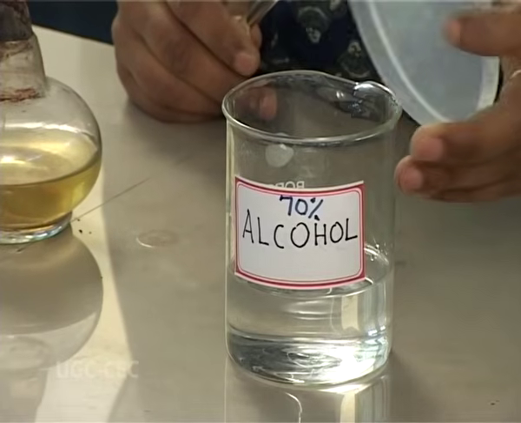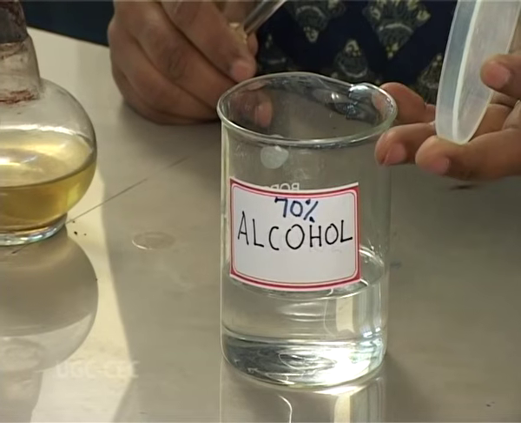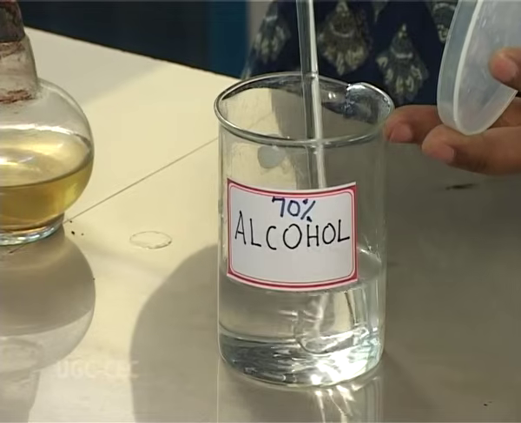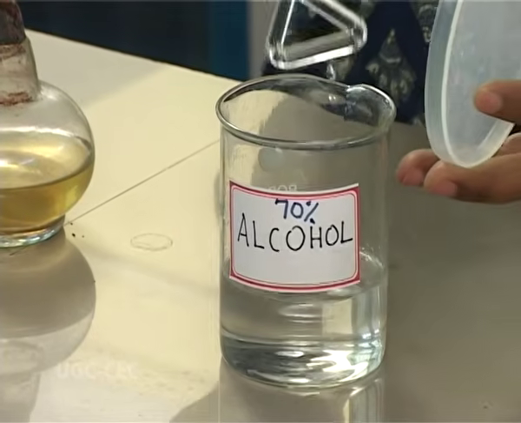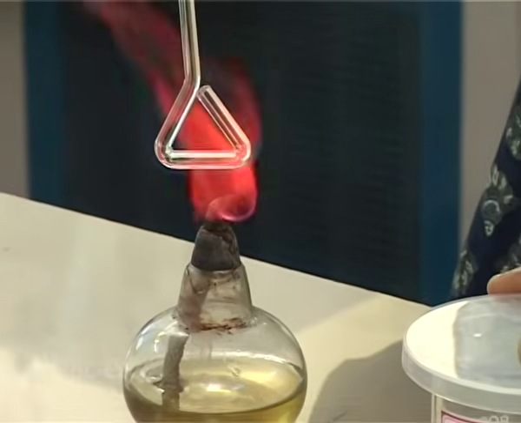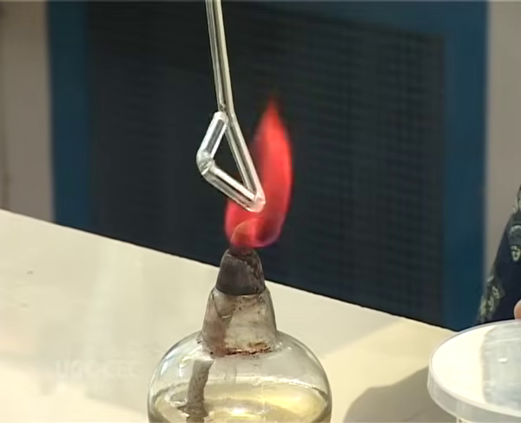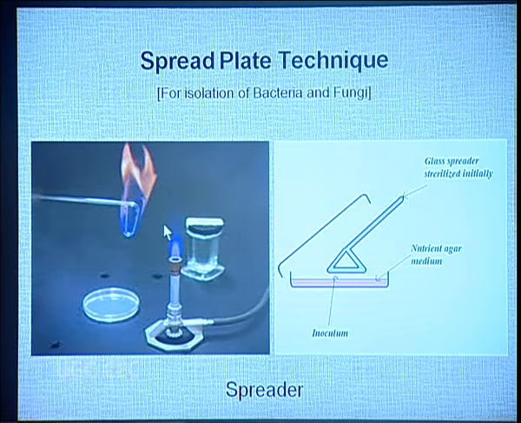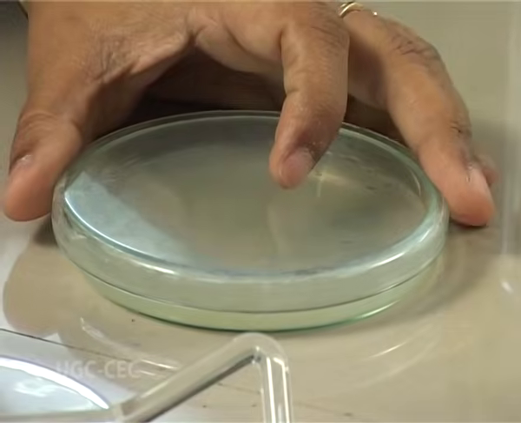We first take a beaker or a Coplin jar which is full of alcohol. Dip this spreader inside the container having 70% alcohol and then burn it over the flame. The next thing is, let the spreader cool down after you have made it sterile with the help of alcohol and the heat. After you open up the Petri plate, have the bacterial culture in a mixed form.